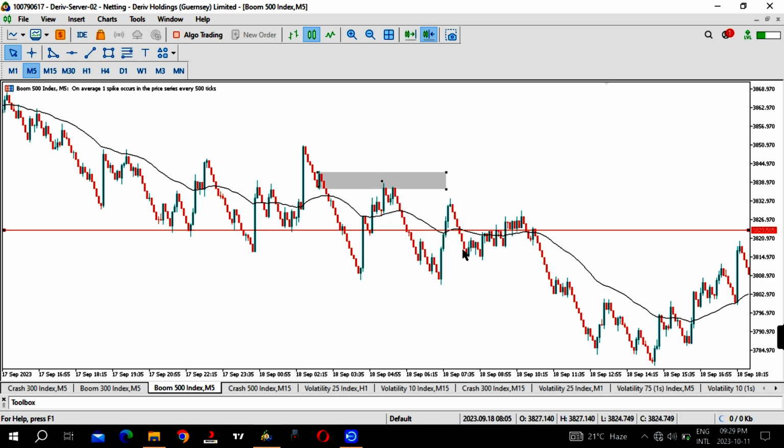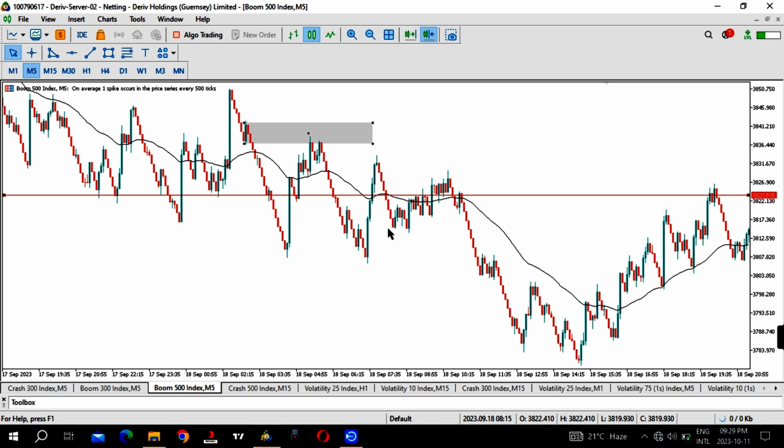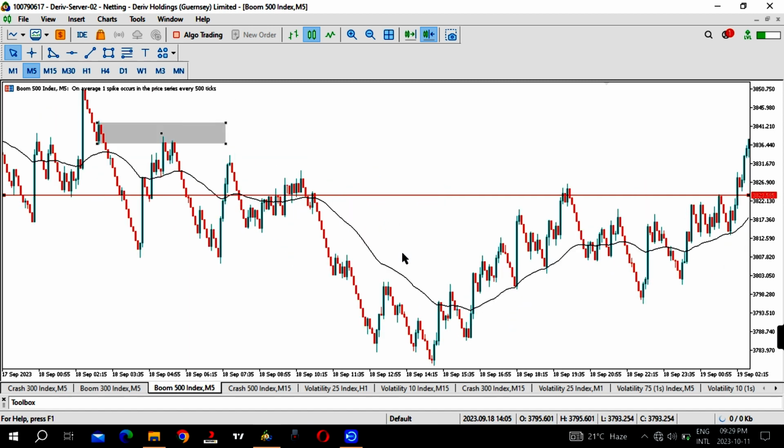As you can see, this is also a similar pattern over here: green, red, green, red, green, red, green, red. This is a flag pattern over here. So the flag and the wedges, if they are also in your pullback, that's a green light, guys. That's a very green light. So that's what we'll be using.